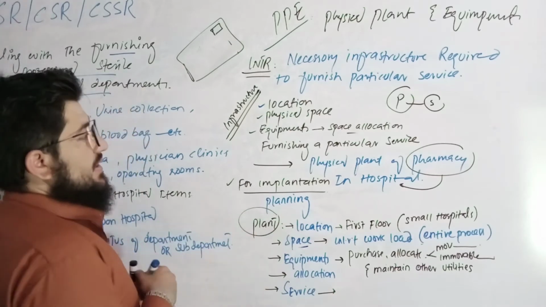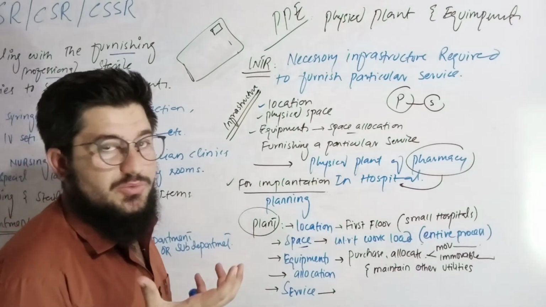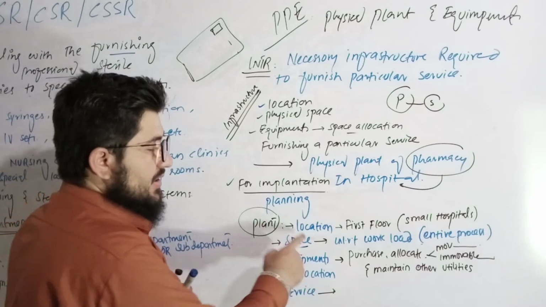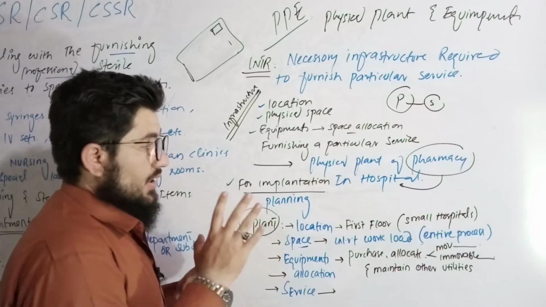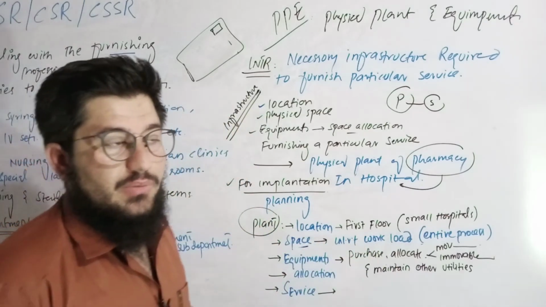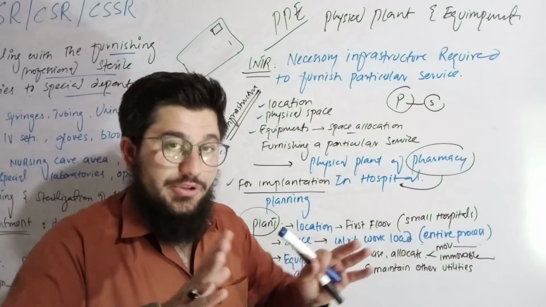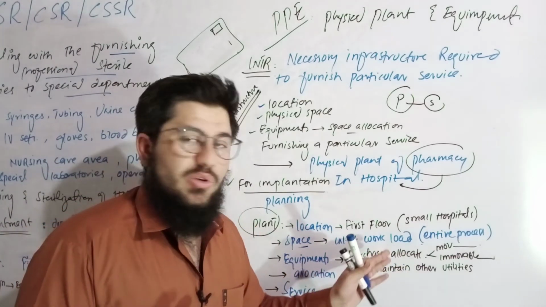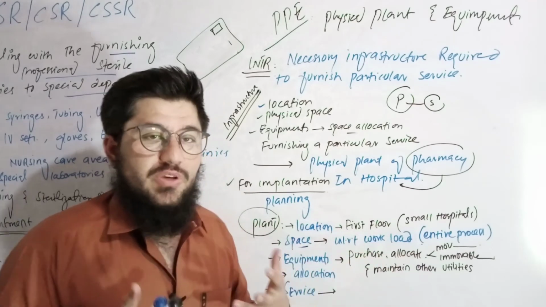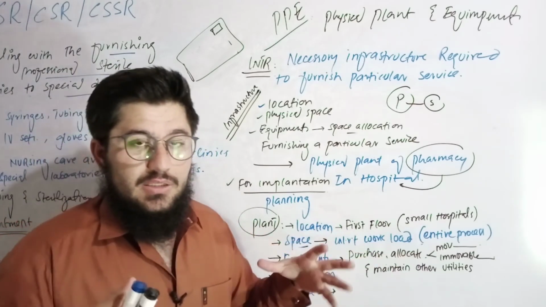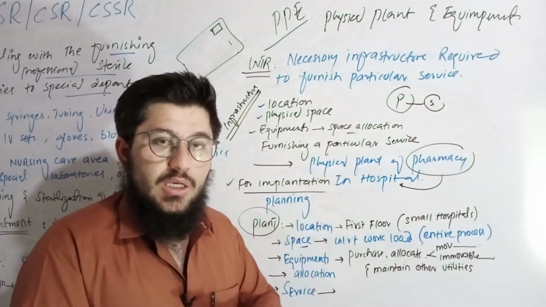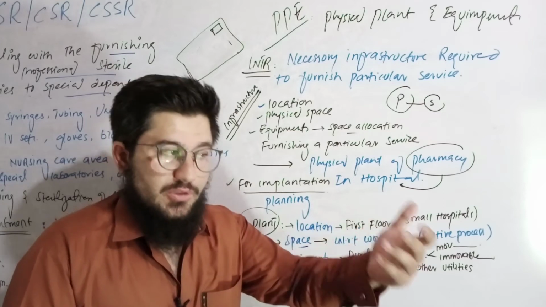Then we'll go for the space, that is, how much space this particular hospital pharmacy actually requires. After that, this space will be considered with respect to the workload, that is, how the workload is. In the workload, we place all the steps that are required to formulate a particular formulation for the particular patient.